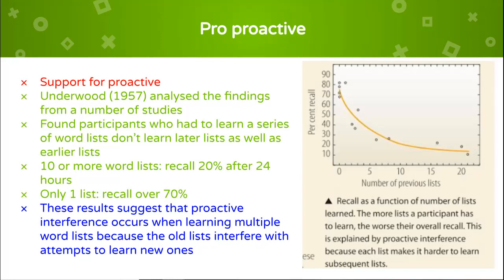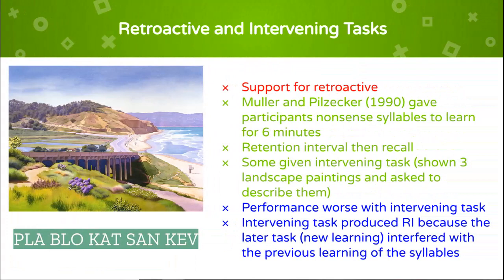These results suggest that proactive interference occurs when learning multiple word lists because the old lists interfere with the attempts to learn new ones. This supports the role of proactive interference in forgetting. Retroactive interference has also been demonstrated in studies. Retroactive interference is where learning something new interferes with recall of past learning.